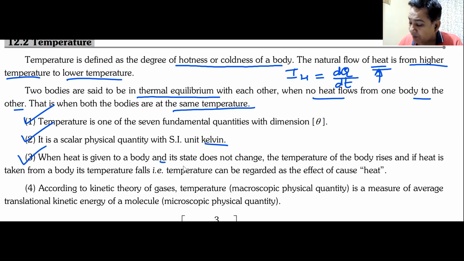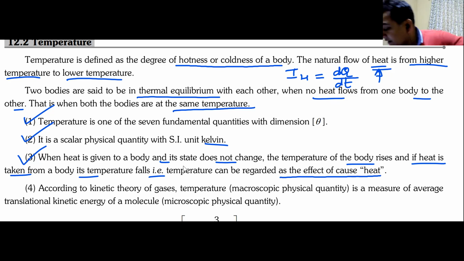When heat is given to a body and the state does not change, the temperature of the body rises, and if the heat is taken from a body, its temperature falls. Temperature can be regarded as the effect of the cause, the flow of heat. Do we understand this? Yes. Heat flows from higher to lower temperatures. So it's as simple as that.